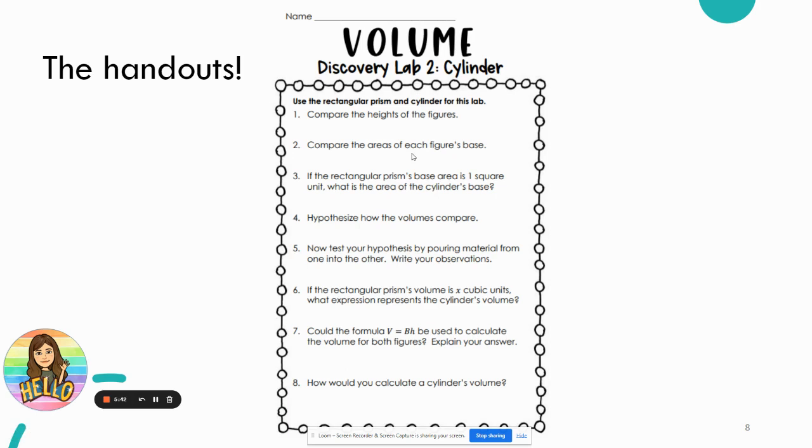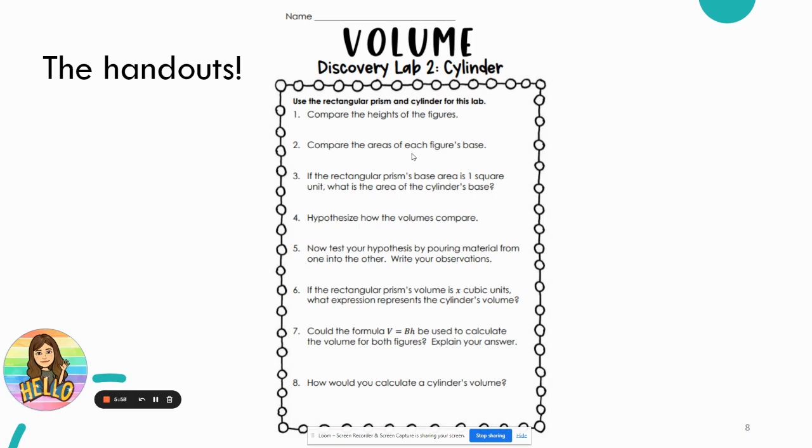So here is the first handout. It says, compare the heights of the figures. This is once again where you're having to have the students measure those things ahead of time. And they're going to find that those heights are equal.